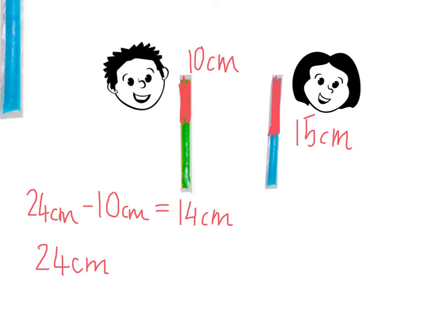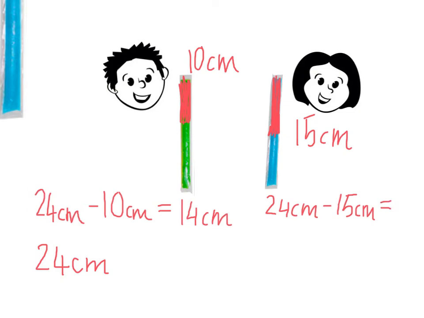Now, Mindy, she too started off with 24 centimetres like Mark. However, she ate 15 centimetres of ice block. She had a bit more. So 24 take away 15 equals 9 centimetres. So she has 9 centimetres of ice block left to eat. So that is the first step in my problem that has been solved.